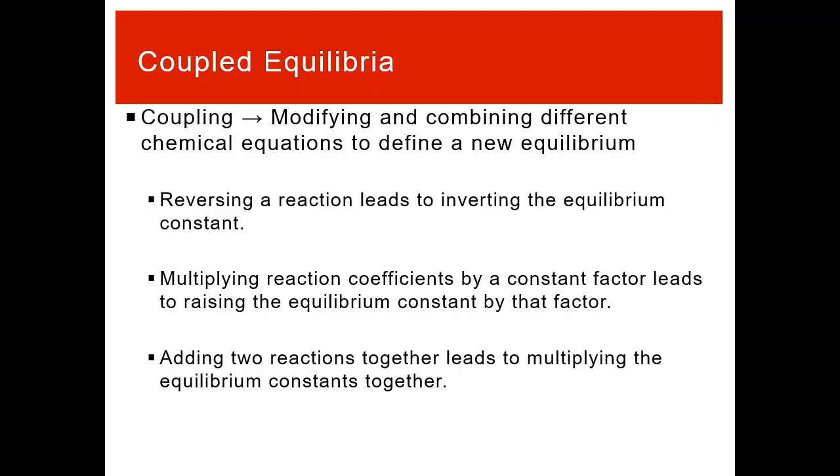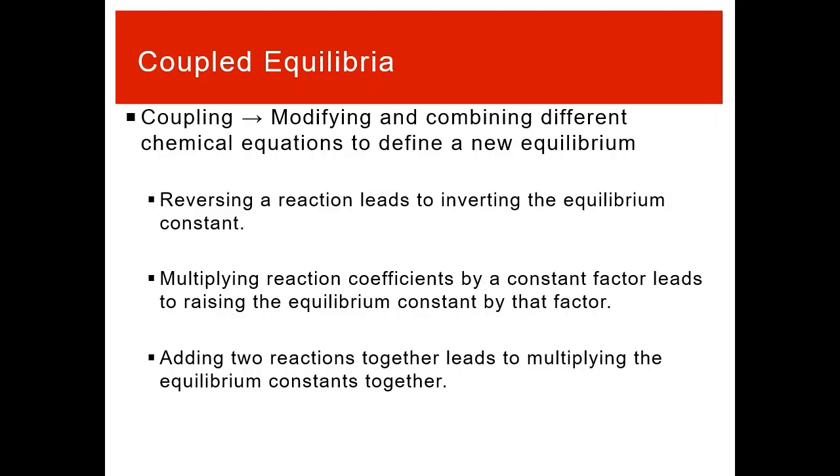One of the things we're going to need to do is modify and combine chemical equations to define a new reaction that has a new equilibrium. So we're going to be changing chemical equations, and that's going to affect the equilibrium constant. We want to remember there are three ways that we can change a chemical equation that affect the value of the equilibrium constant. If we reverse a reaction, we invert the constant, right? We had reactants going to products, we change it to be the opposite direction. That's going to invert the equilibrium constant.